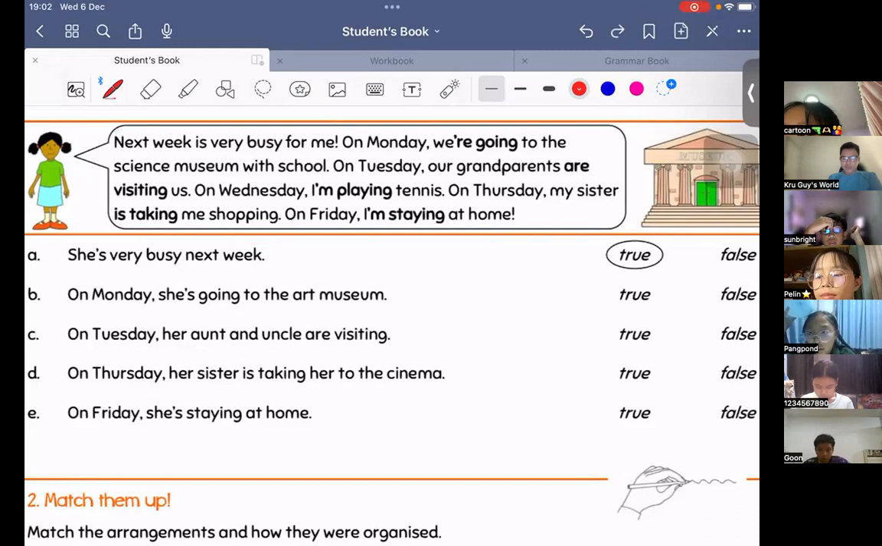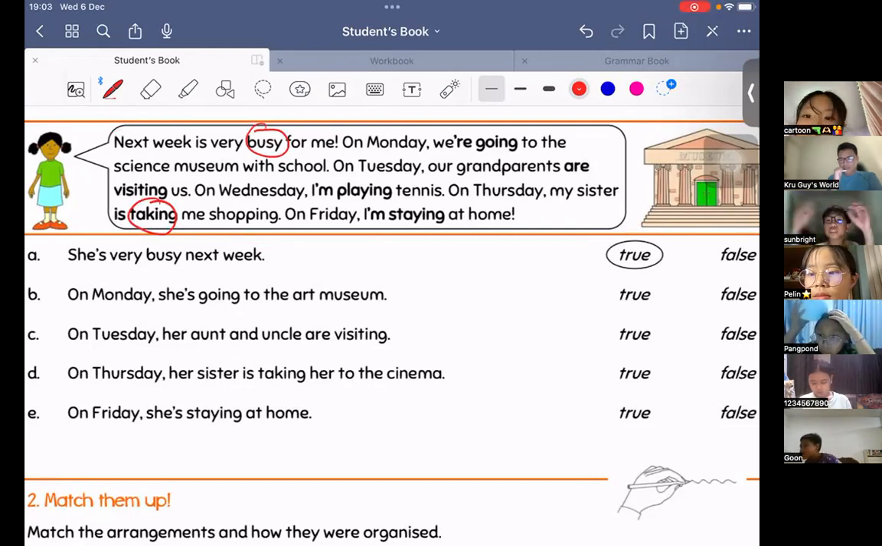Katun, can you pronounce this one again? These two. What is the first one? Can you read it again? Busy. Busy. It said busy. Okay. And the second one? Number two? How do you pronounce taking? Yeah, taking. Good. Okay, next weekend is busy.